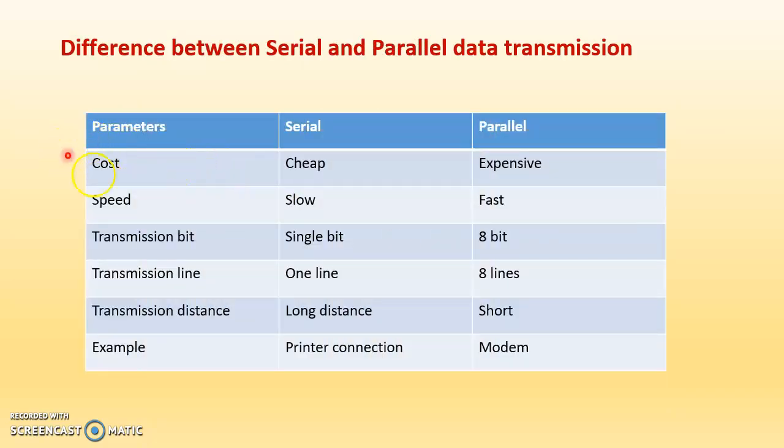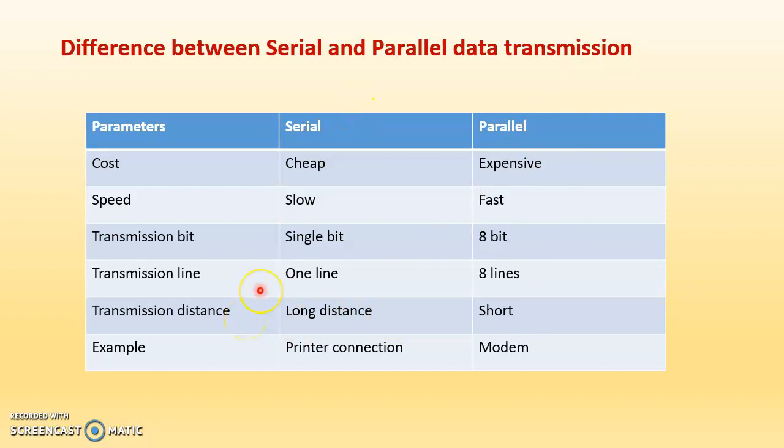The serial transmission has a very slow speed, and the parallel transmission is fast. The cost is cheap in serial, and in parallel it is expensive. In transmission, a single bit will be transmitted at a time in serial. In parallel, 8 bits will be transmitted, because there will be one line in serial and 8 lines in parallel transmission.